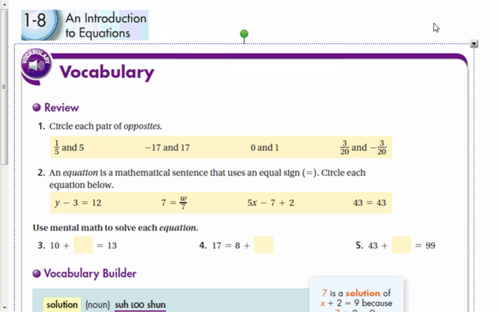Hey, students, this is lesson 1.8, an introduction to equations. We're going to learn how to solve equations using tables and mental math. Go ahead and do the review here, see if you understand the terms.